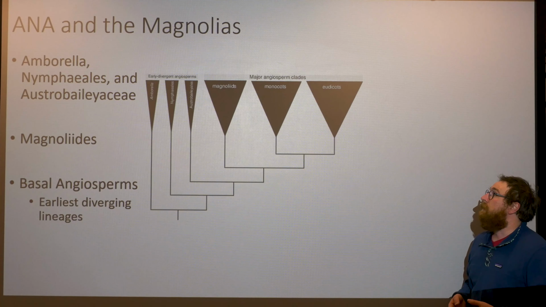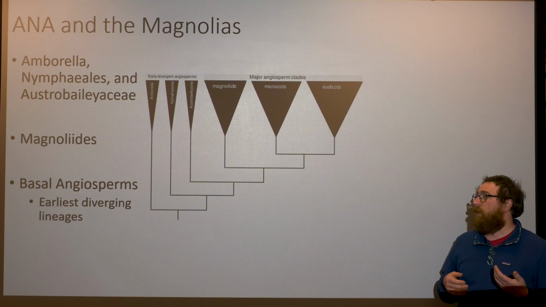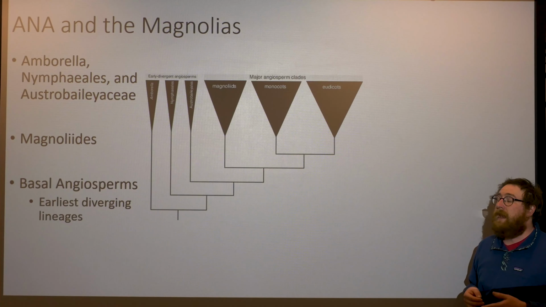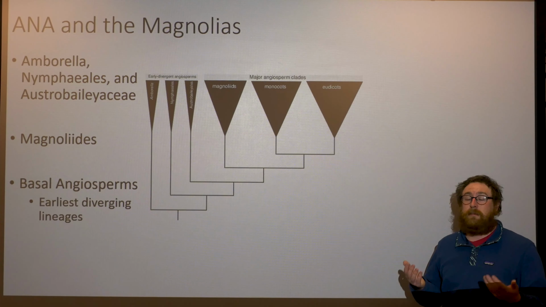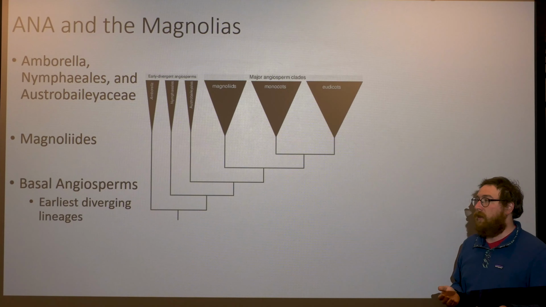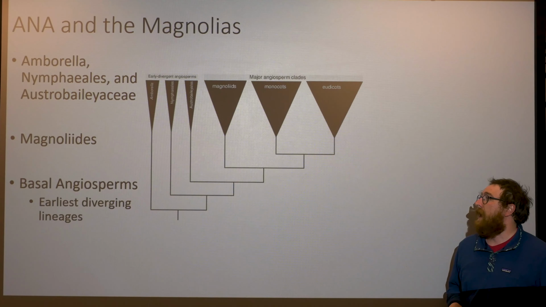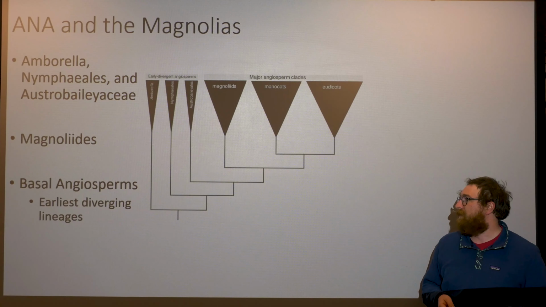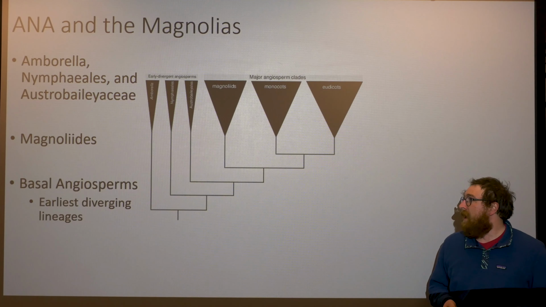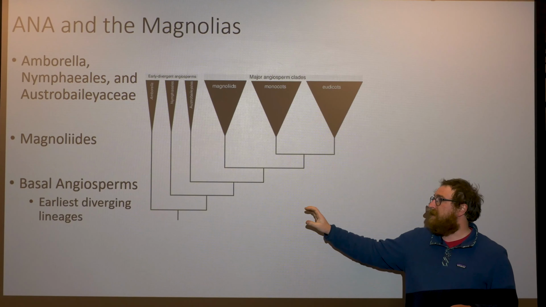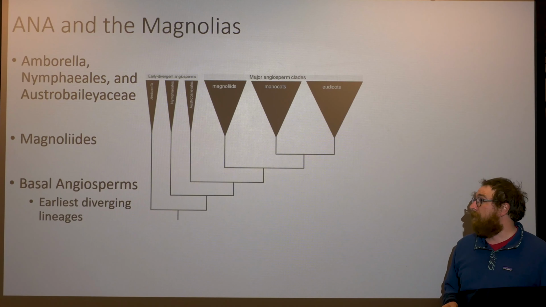So the Ana grade and the Magnolias are what we consider more basal angiosperm groups. The Ana grade refers to three big groups whose placement is a little unsure, but they include Amborella, the Nymphaeales, and a group called the Austrobaileyales. These three clades make up the base of the angiosperm tree.